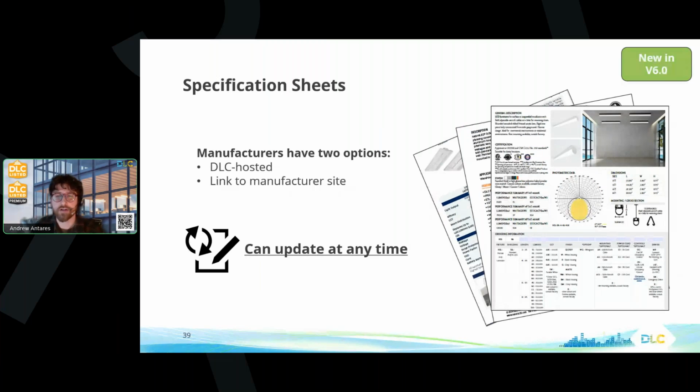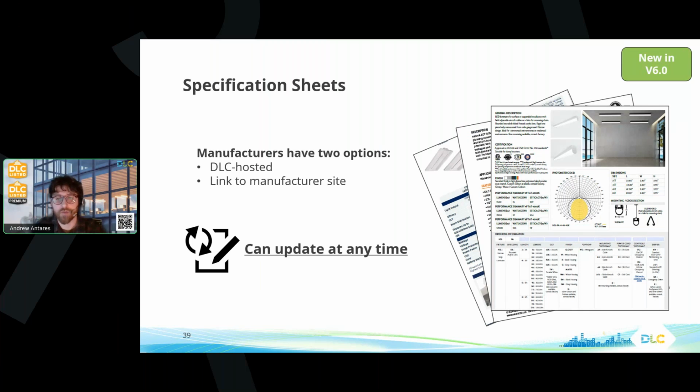The intention here is to help incentive reviewers to quickly connect the dots between the specification sheet in the incentive application package to the listing on the QPL. There are two ways manufacturers can supply specification sheets. First, the DLC can host the document. This can be the same spec sheet submitted with the application, or it can be swapped out for a different one, provided it still meets all of the requirements.